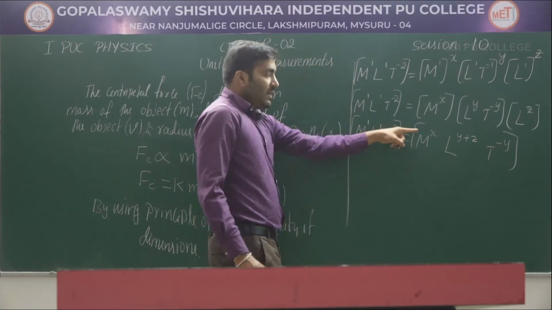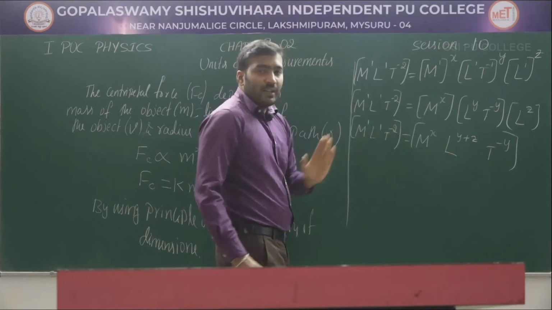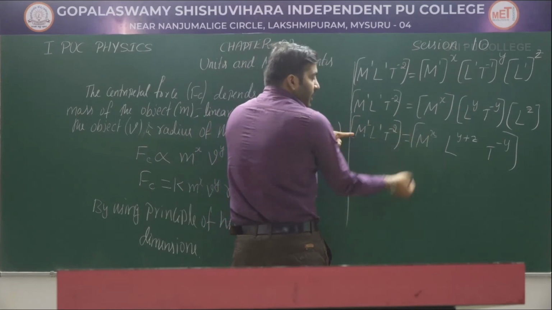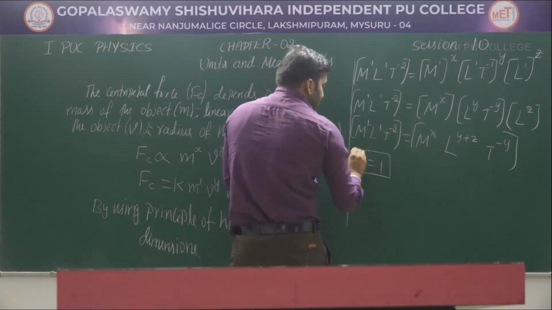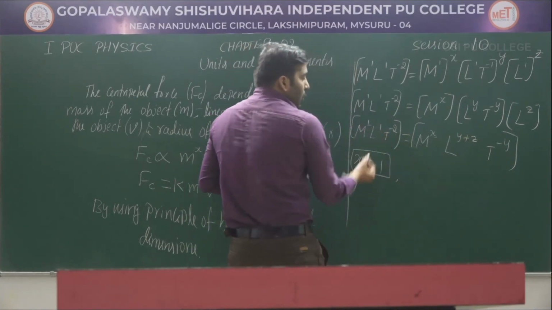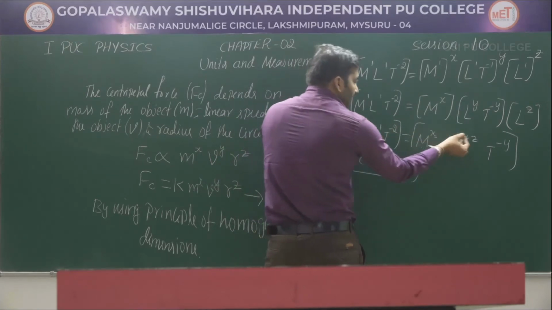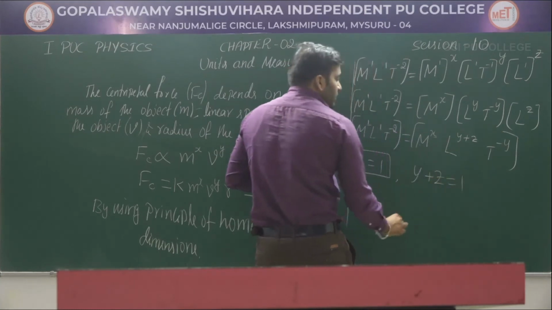Now we can equate the powers. We have an equal symbol here, so we can equate the powers now. M power 1 equals m power x, therefore x is equal to 1. So we got the x value as 1 now. Next, y plus z is equal to 1, correct? L power 1, l power y plus z. So y plus z is equal to 1.